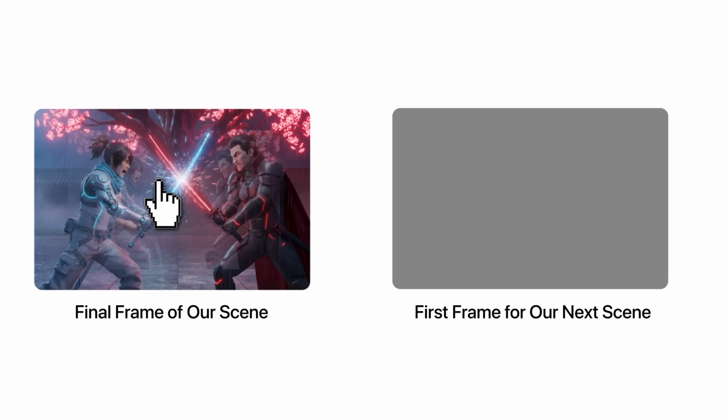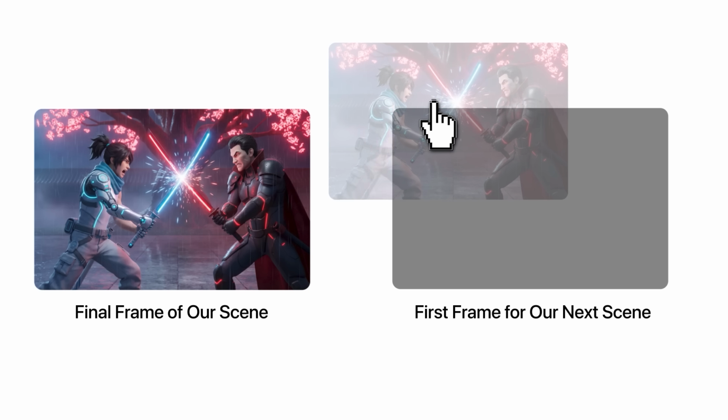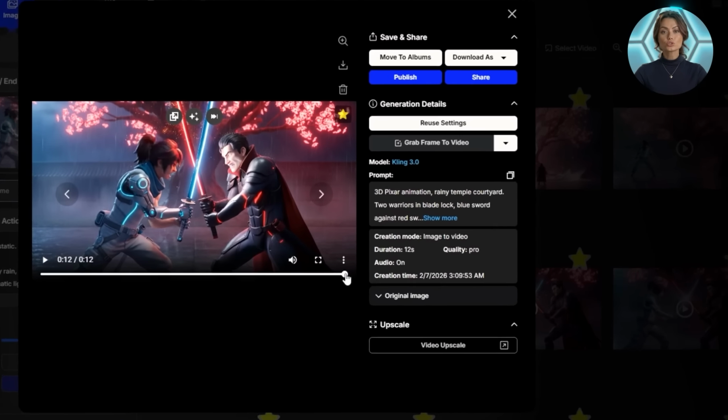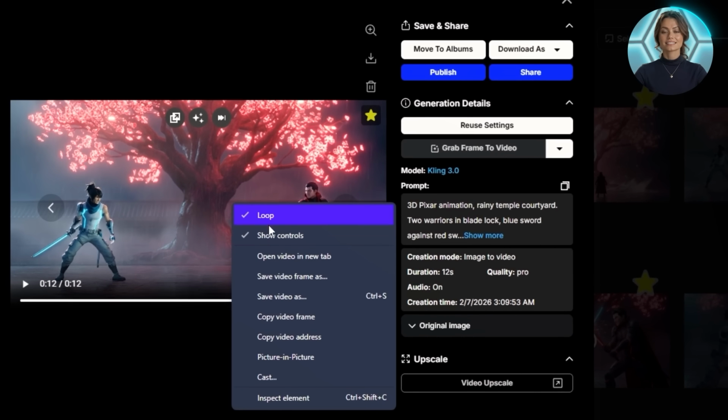But now that we've got a solid scene with our two characters, it's time to extend this scene while keeping characters consistent. To do this, we're going to be using the final frame of our scene as the first frame for our next scene. And to have even more control, we'll generate an end frame to help guide the AI. But first, we want to scroll to the end of our scene, right-click, and select Save Video Frame As, because we'll be using this as a reference image to generate our end frame.